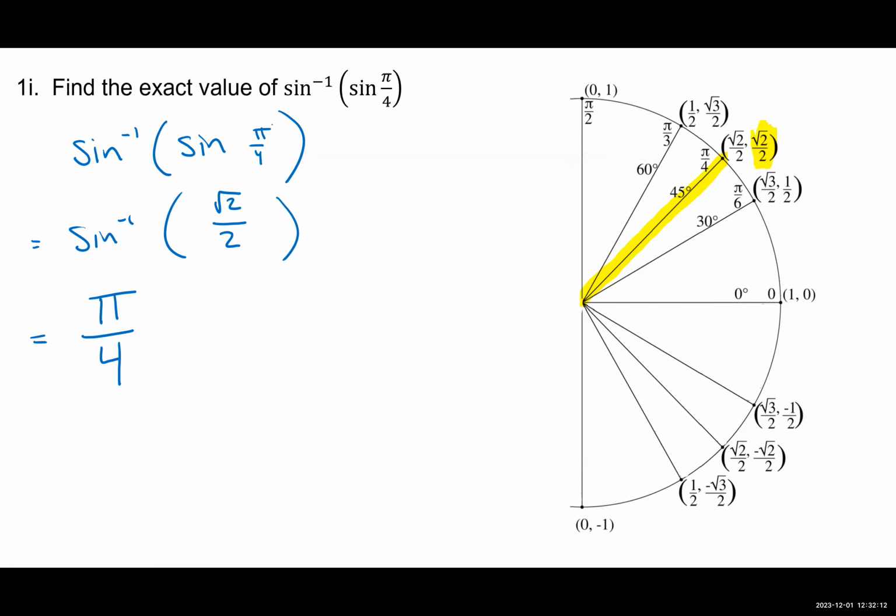So I think step 1, do the inside. Step 2, do the outside: inside function, then outside function. I think this is a better approach because this works all the time, where canceling only works sometimes.